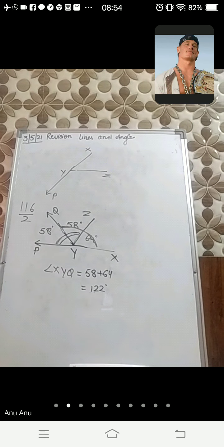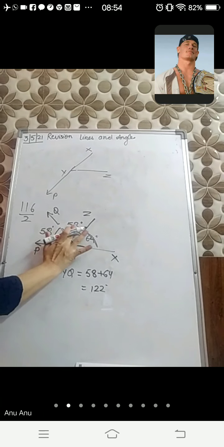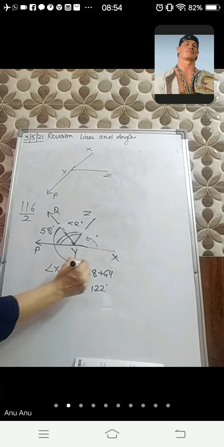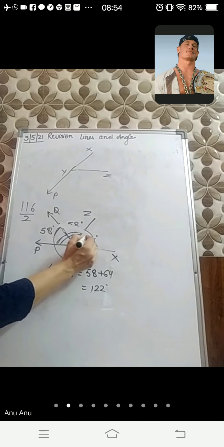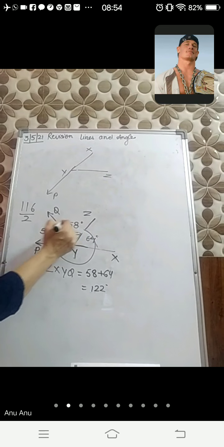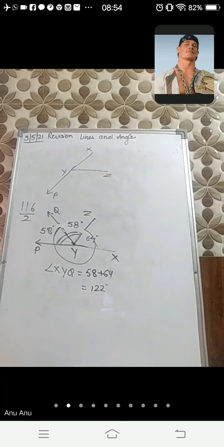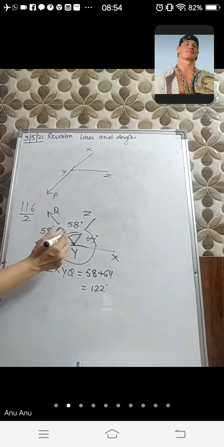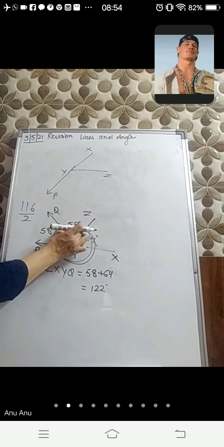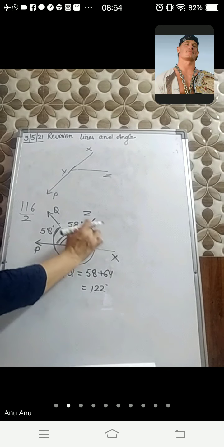Next one is, you have to find the reflex angle of this. This angle is 58 and you have to find the reflex angle. What do you mean by reflex angle? Reflex means instead of 58 you will take the major angle.